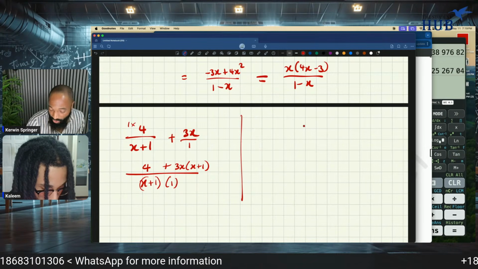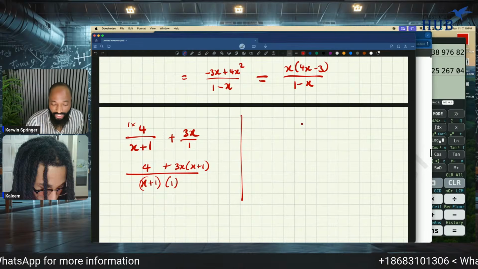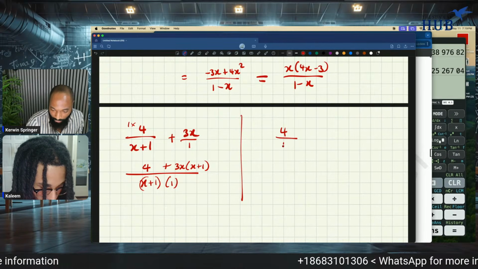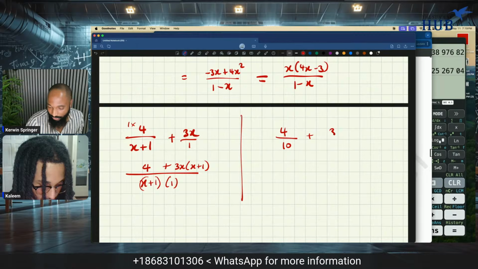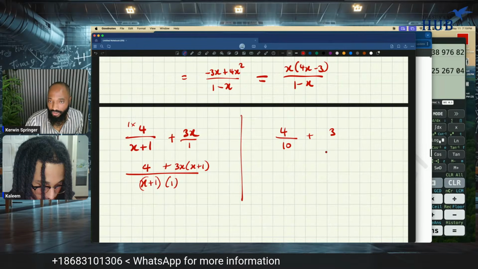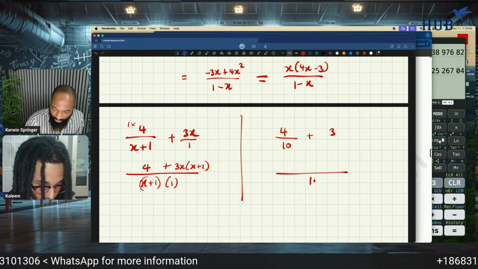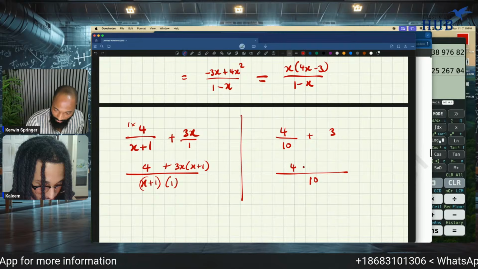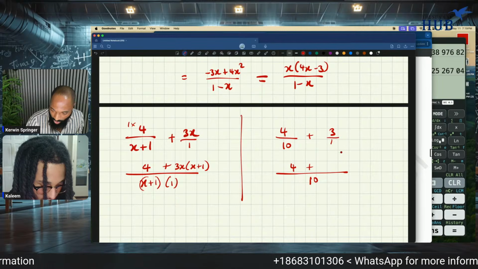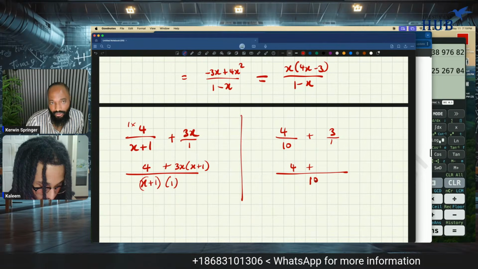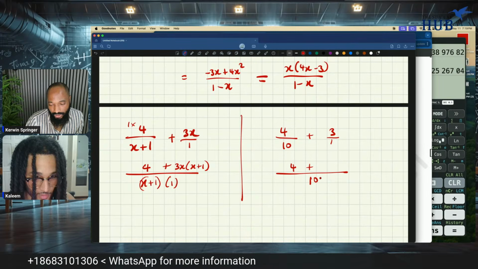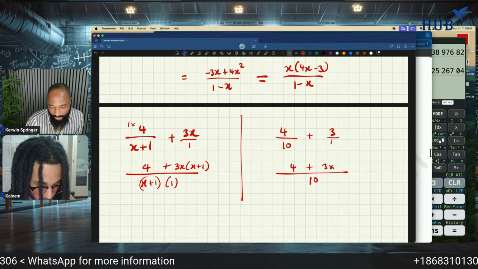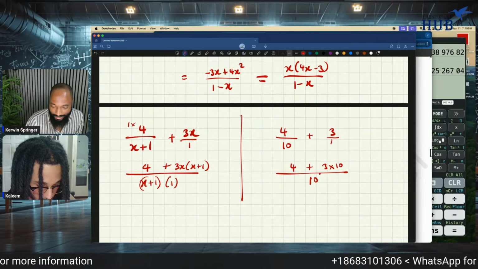I can do an easier one with straight numbers to help you see what's happening here. If I have 4 over 10 plus, let's say I have 3, and I'm trying to make this into one fraction, I will put everybody over 10 and just put back the 4 over 10. But this 3 is over 1. 1 will go into 10 ten times. So I get 3 times 10, so this will be 30.